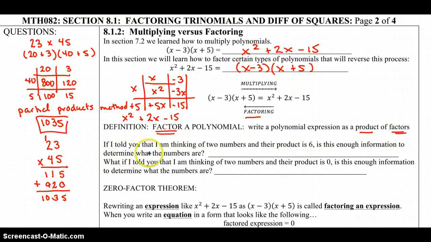If I told you that I'm thinking of two numbers and their product is 6, is this enough information to determine what the numbers are? You might want to hit the pause button and just think for a few minutes. Think about two numbers whose product is 6. And are there other two numbers that can also give you a product of 6? Or is there only one pair?